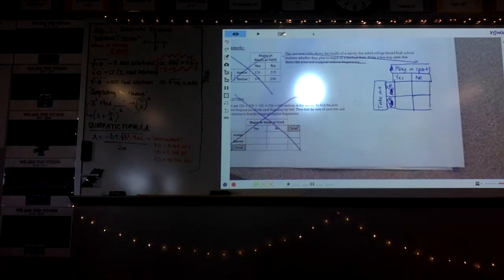Little table, little two-way table. It's just like the one on the... Yep, it's exactly like the picture.